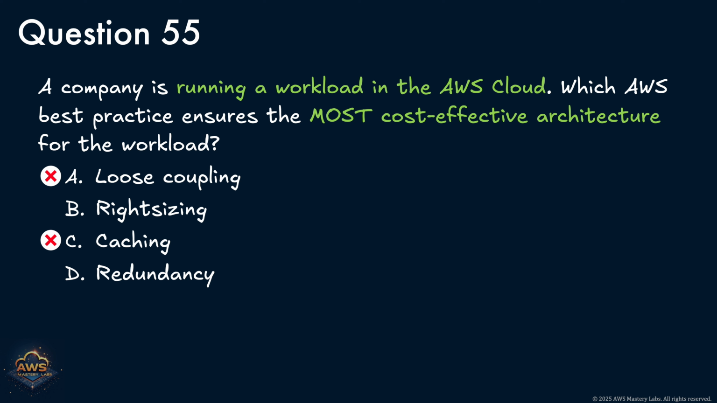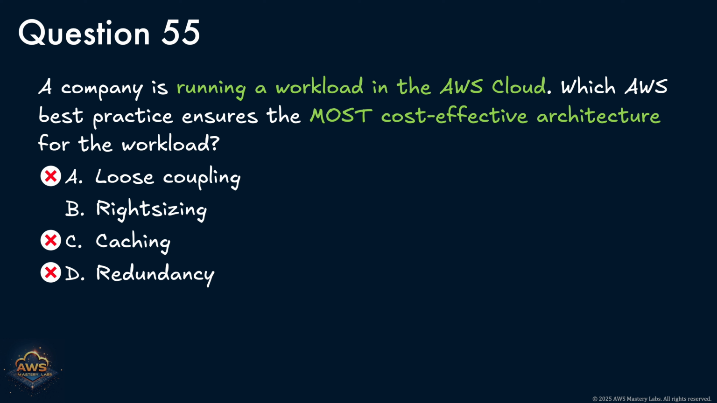Option C, caching. Caching is another excellent cloud design principle that enhances performance and reduces latency by minimizing repetitive calls to databases or external APIs. While it can result in some cost savings by reducing the load on expensive resources, its primary value lies in speed and user experience, not necessarily cost reduction, especially if cache storage or invalidation logic isn't carefully managed. Incorrect, because caching improves performance, but cost savings are secondary and conditional.